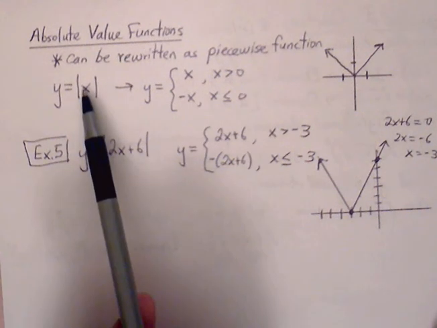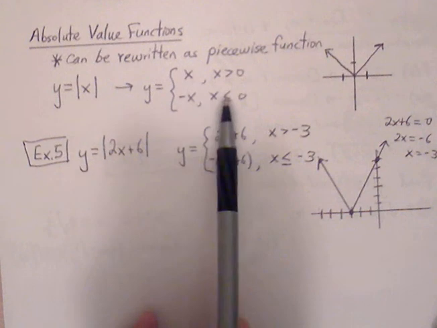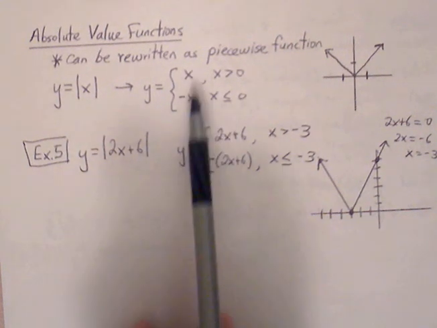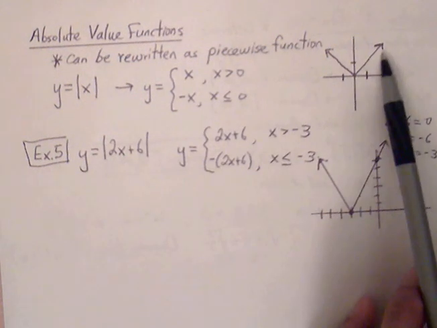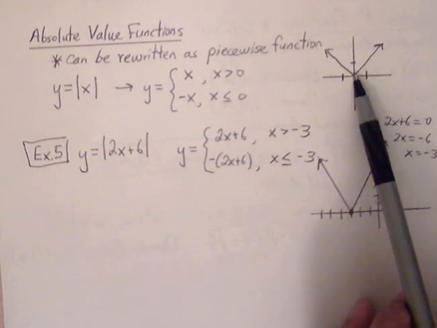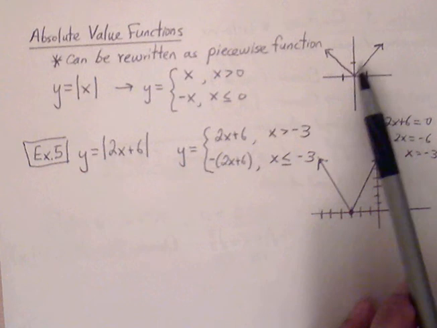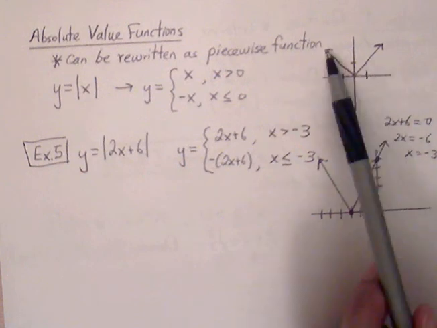So here we have y equals x, where x is greater than 0, or to the right of 0. And then here we have y equals negative x, with a negative slope, existing to the left of 0. Okay, next example here.